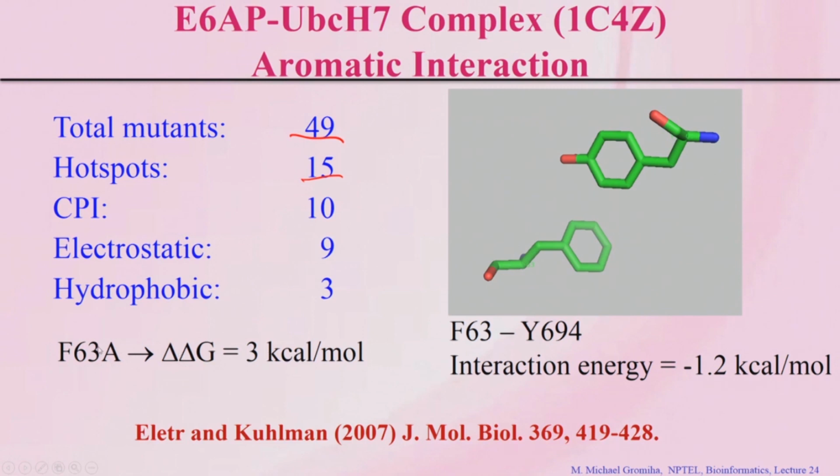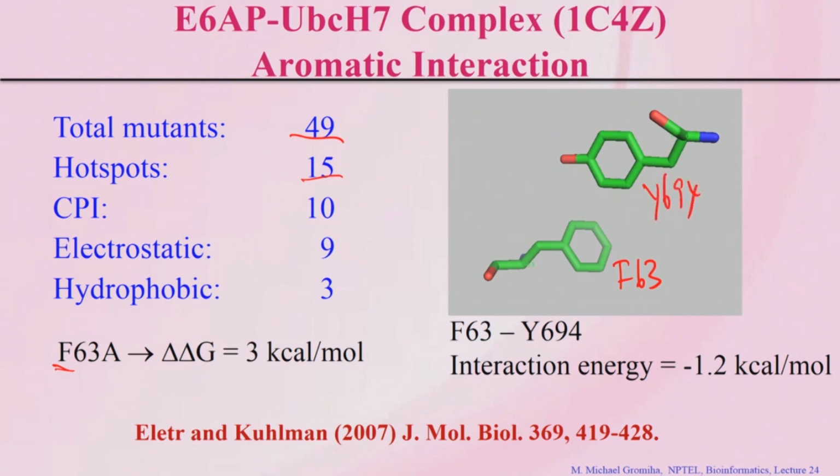Now the question is whether this F63 is important or not. Using a structural analysis, we also showed the phenylalanine is important for the binding affinity. So if it is replaced, that should reduce the binding free energy. So take this complex, the structure is known, and get F63 and see how this F63 is interacting with other residues. So you can see this phenylalanine 63 is interacting with tyrosine 694.